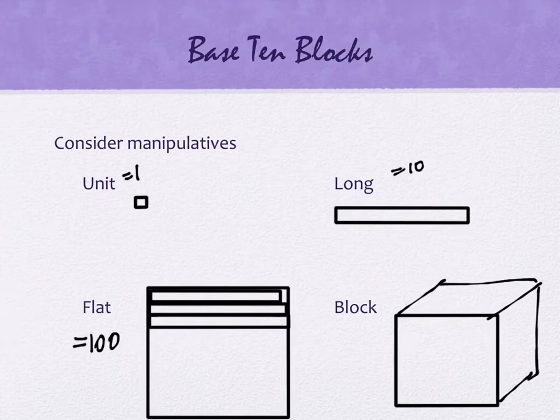The nice thing about this kind of a representation is that there's a very clear reason to think that if I had 492, I'd have 4 flats, 9 longs, and 2 units. And there's no way that I can think that I would just say, hey, look, I've got this one, and I'm just going to put them together.